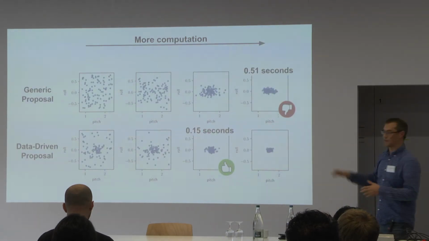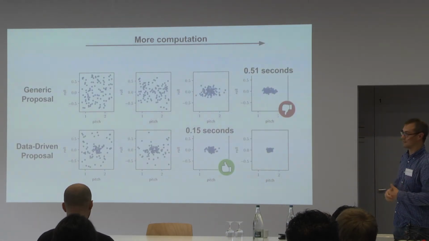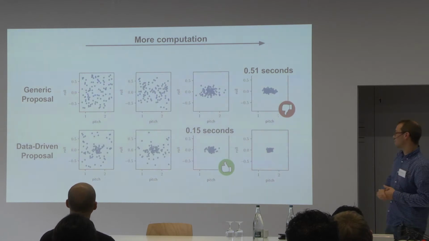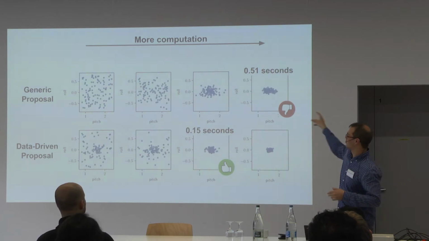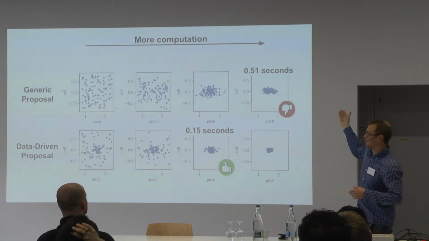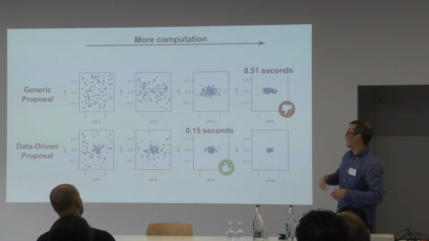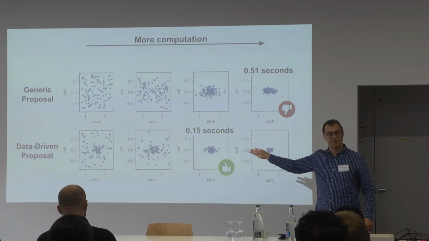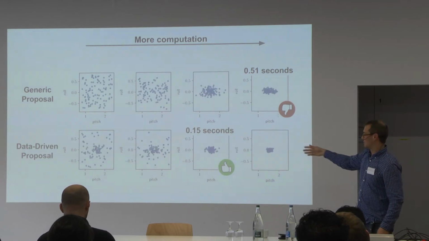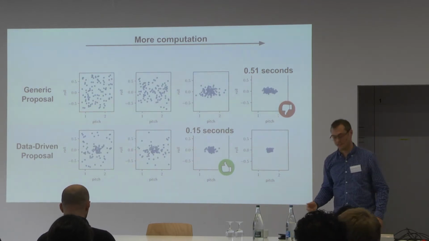So this is the general picture of how efficiency works with these data-driven proposals. With a generic proposal, as you do more computation, you converge to the right answer, let's say in 0.51 seconds in this case. With the data-driven proposal, you start off with more concentrated probability around the right answer, and you still converge to the right answer, but you do it from a better starting point, so it takes less time.